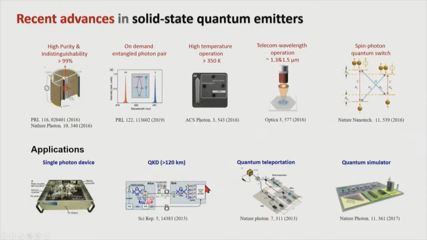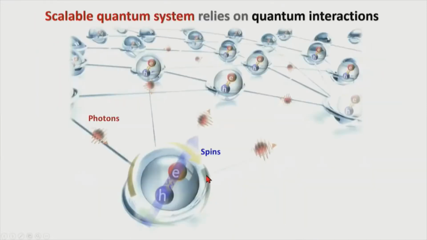But unfortunately, all of these results are based on a single quantum dot. Considering a future scalable quantum system, we may need multiple quantum emitters and their quantum interactions. But it is quite a huge challenge to have multiple identical quantum emitters. There is a lot of effort to tune the wavelengths and positions of individual quantum emitters. That is one huge topic in this community, but that is not the topic I want to talk about today.